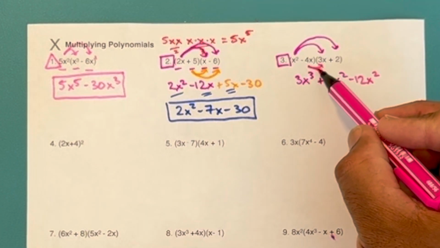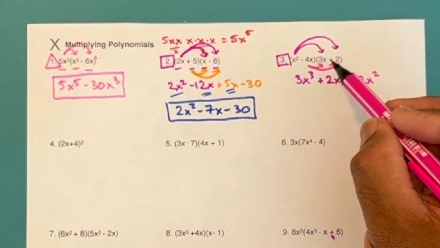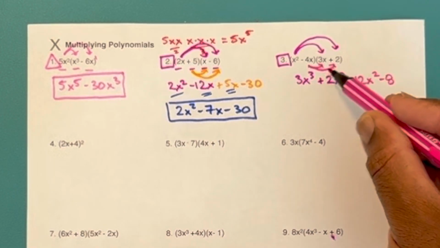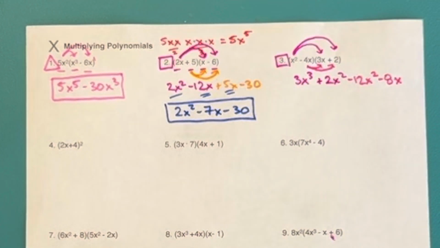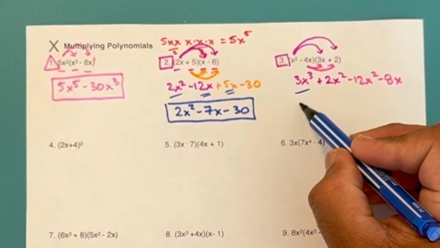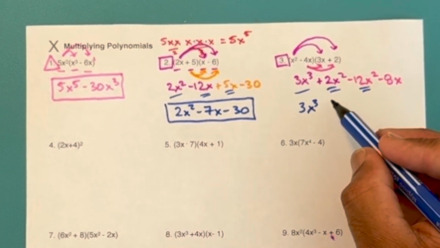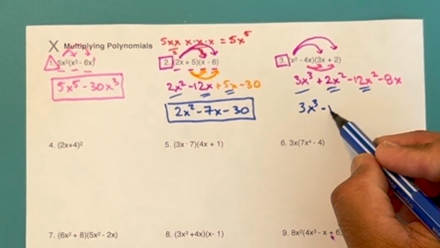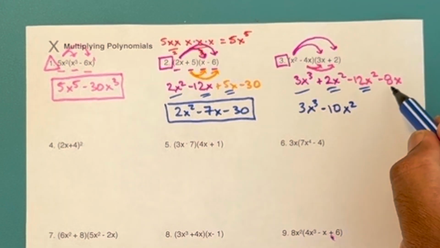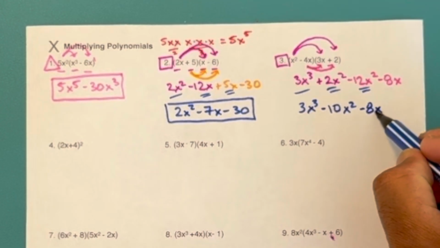Then we got negative 4x times 2. Negative 4 times 2 is a negative 8. Don't forget that x. Combine like terms. There's no other x to the third. There are 2 of those with x squared. So 2 minus 12 is negative 10 x squared, and that is by itself.